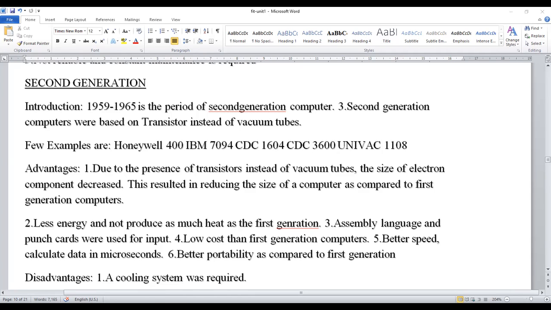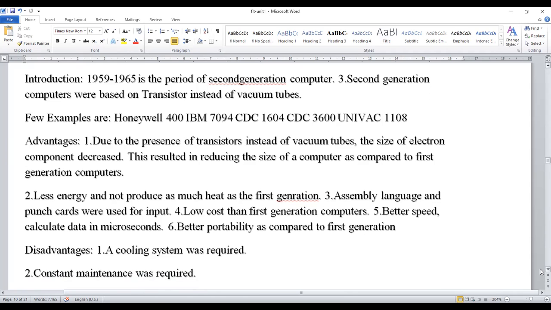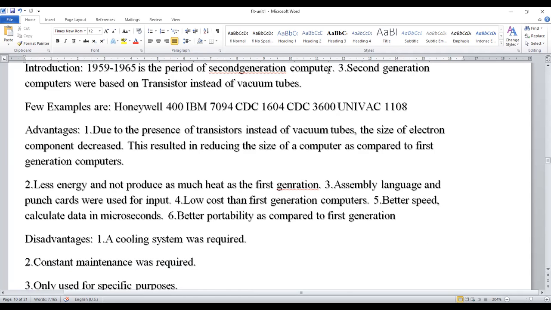This size was decreased in total. The size of second generation computers was less when compared to the first generation computers. So less energy it would take, and it does not produce as much heat as the first generation.